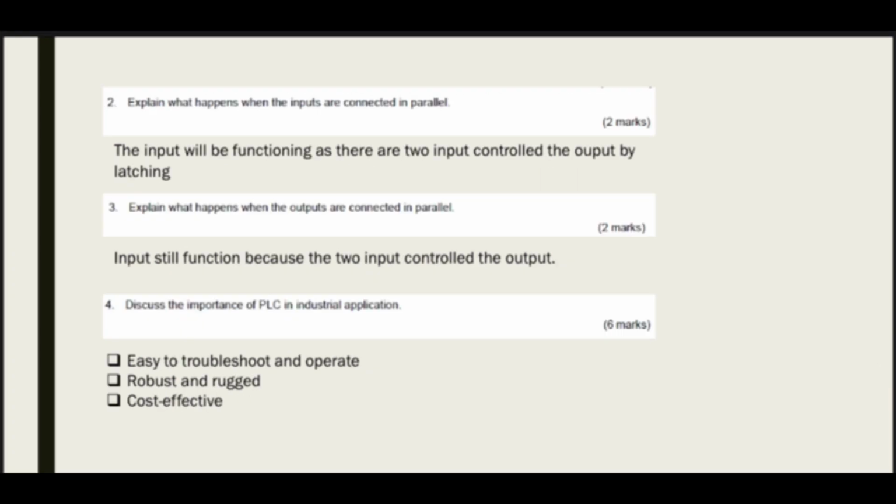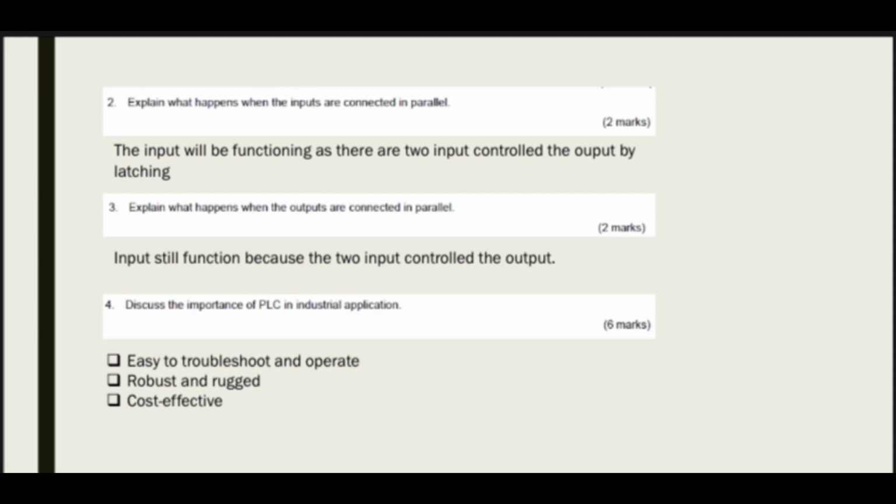Okay, for question number 2, explain what happened when the inputs are connected in parallel. The input will be functioning as there are 2 inputs controlling the output by latching. Question number 3, explain what happened when the outputs are connected in parallel. Input still functions because the 2 inputs control the output.